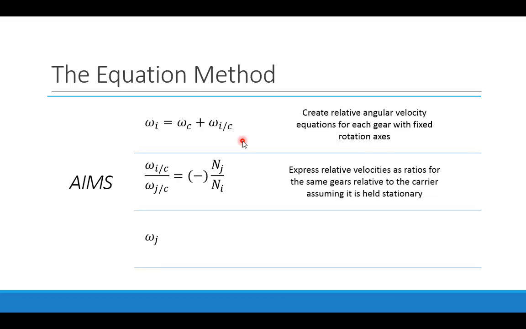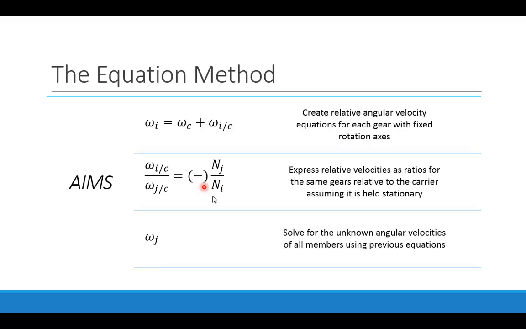Secondly, we express the angular velocities in terms of the relative velocity with the carrier. We can treat the carrier as if it is held steady and then develop velocity ratios for each of the relative velocities. This is a large part of the solution for this method. The velocity ratio equation relates the number of teeth between two gears and is constant. The negative sign comes in if the direction of the two gears is opposite.